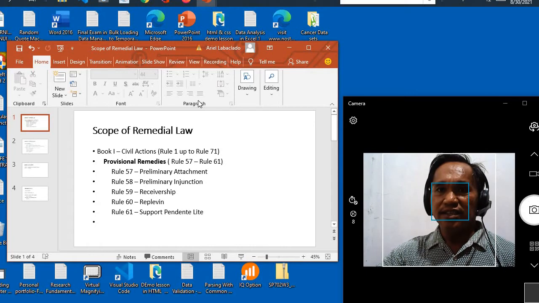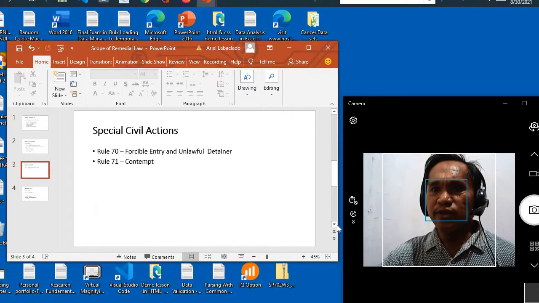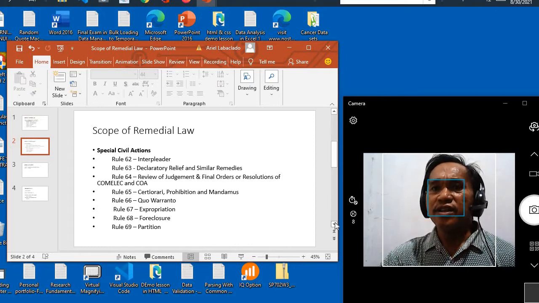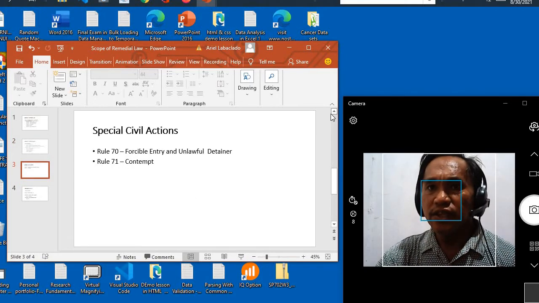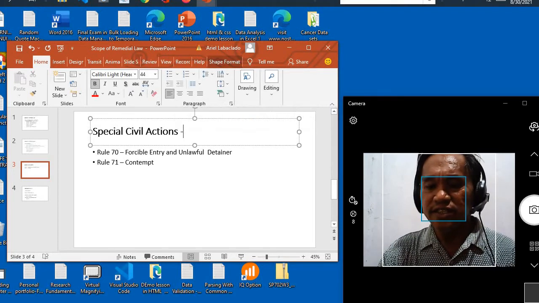Okay? So that is only for Book 1. Rule 1 up to Rule 71. Rule 61 for pendentility. These are special civil actions. Then we have Rule 70, forcible entry and unlawful detainer, and Rule 71, contempt. So this is a continuation.